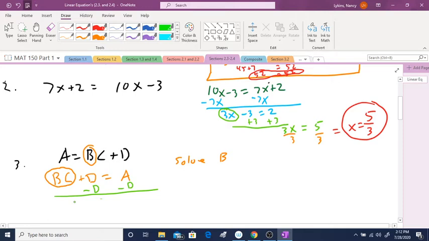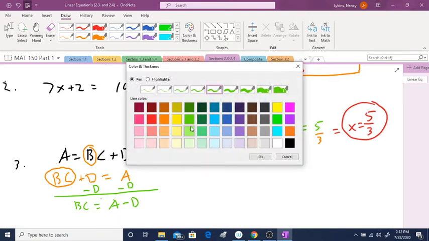Now I've got this BC equals A minus D. I cannot combine them because they're not like terms. Now by moving the D over, by subtracting it, that frees up the B and the C. Now I can get rid of that C.